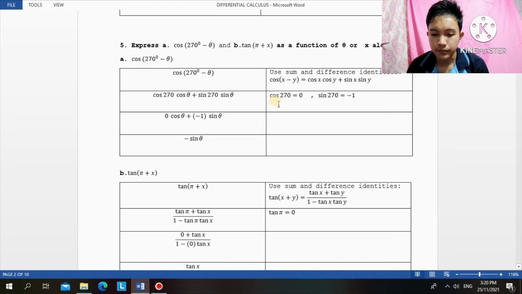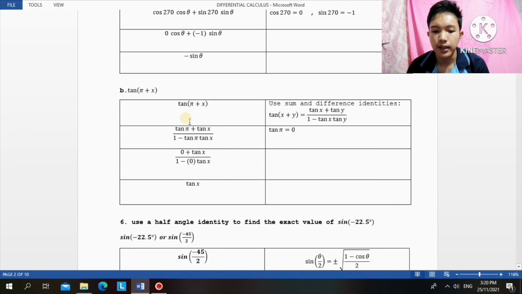Cosine 270 degrees is equal to 0. Then, sin 270 is equal to negative 1. So, 0 times cosine theta plus negative 1 times sin theta. Cosine theta times 0 is equal to 0. Then, negative 1 times sin theta is equal to negative sin theta.